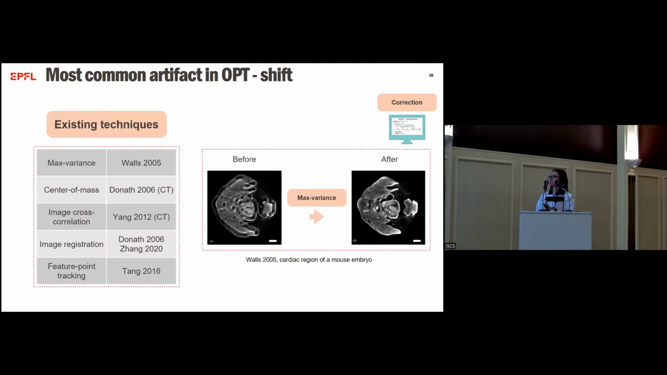There already exist a few techniques in the literature, such as max variance and center of mass. All these techniques rely on features either in the reconstructed image or features in the projection image. For instance, the max variance method relies on features in the reconstruction image, and feature point tracking relies on information in the projection image to estimate the shift.